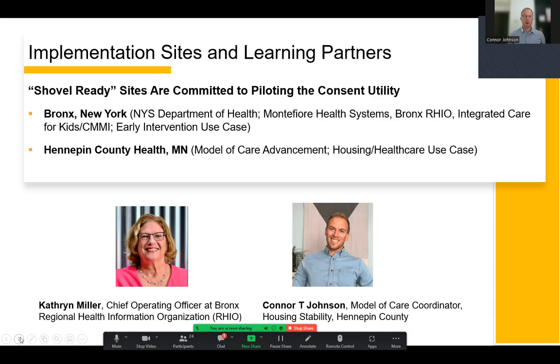I'm Connor Johnson. I'm the Model of Care Coordinator for Hennepin County, the county around Minneapolis, Minnesota. And we are really looking to do a universal informed consent work around a population we've identified that are people who are experiencing homelessness or housing instability in our county healthcare system. And how do we better understand the housing services and the care coordination and really do universal consent to better understand care coordination across our county systems.